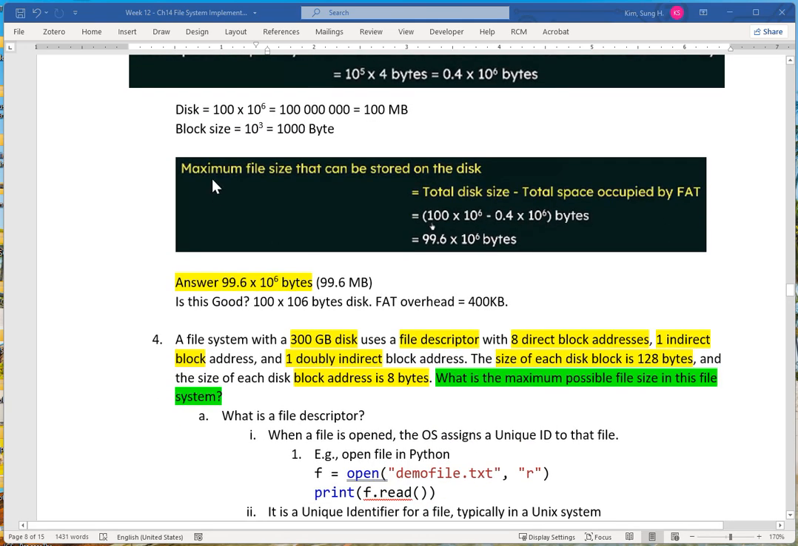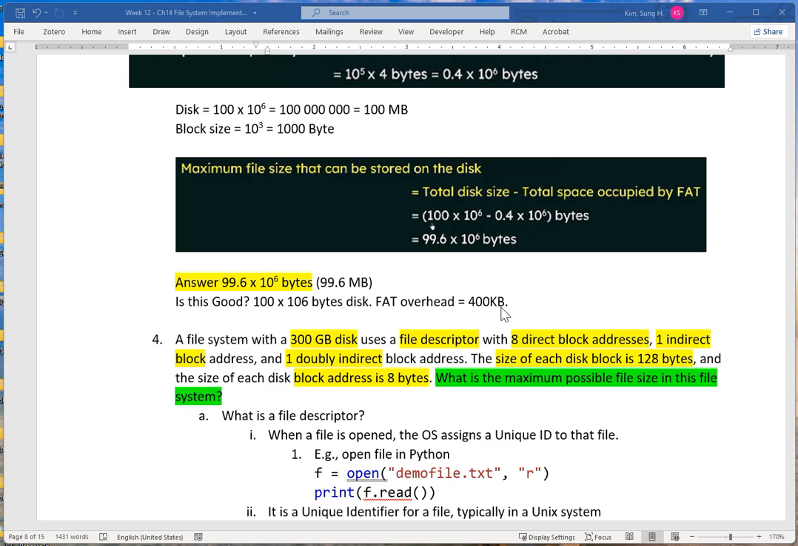But we're asked to find the maximum file size. If the maximum size we're told is 100 megabytes, then you have to subtract the overhead for the table by the number of entries, and you get only 99.6 megabytes, and the cost of that overhead is 400K. So is this pretty good?